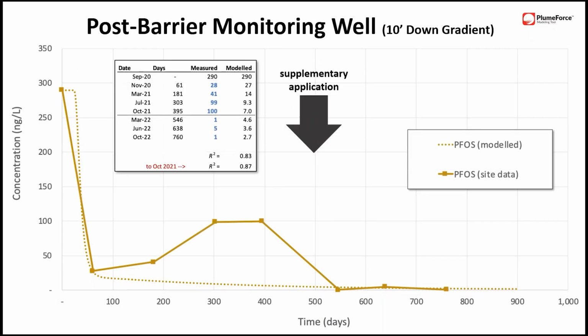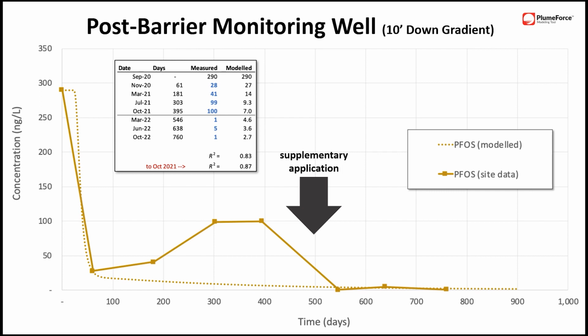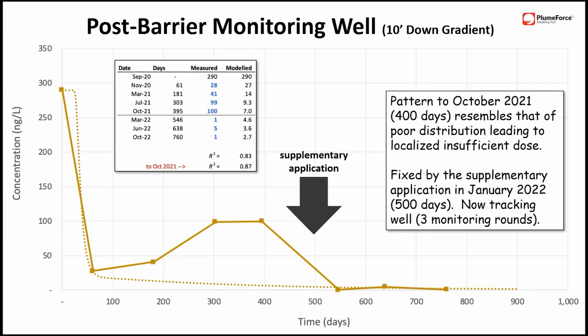But here is a down gradient well at a different point along the barrier. This one shows a deflection from par. The initial timing and performance was on track, as we can see in the first data points, but we then saw a rise in concentration from about 180 to 400 days. Without going into details, this divergence pattern resembles what we'd expect from localized dose deficiency rather than from breakthrough.